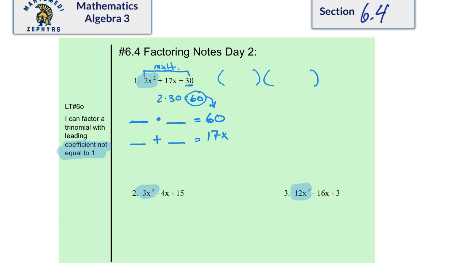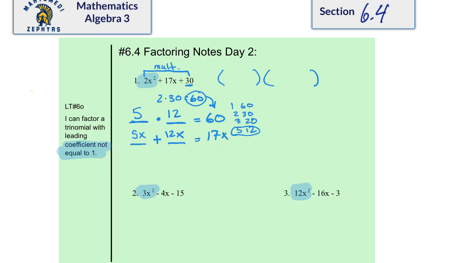So we can start to list out some of the numbers. Oh, 3 and 20 is close. In order for that to equal 17, one of them would have to be negative, so that would not multiply to a positive 60. Let's see. Oh, look at that. 5 and 12. There it is. 5 times 12 is 60. 5x plus 12x is 17x.